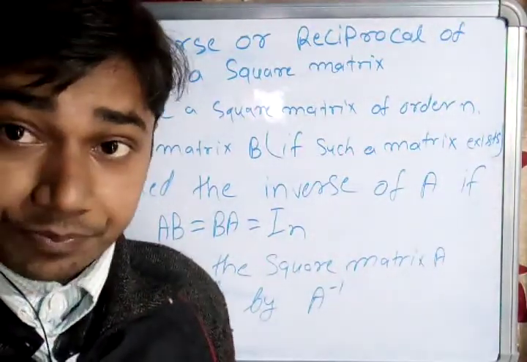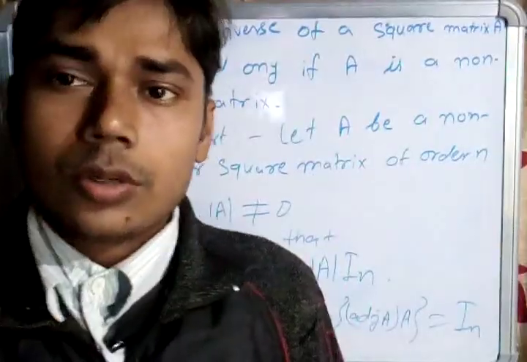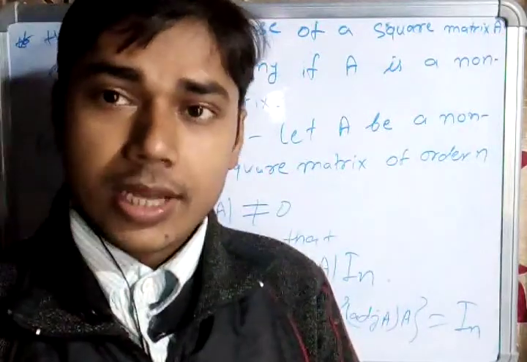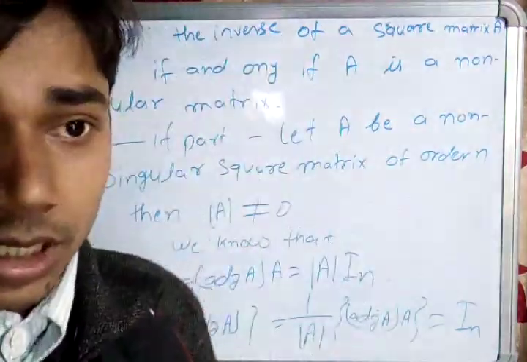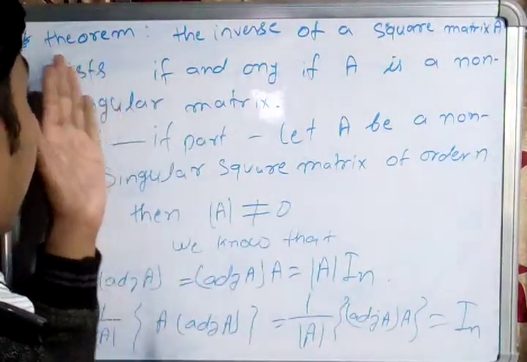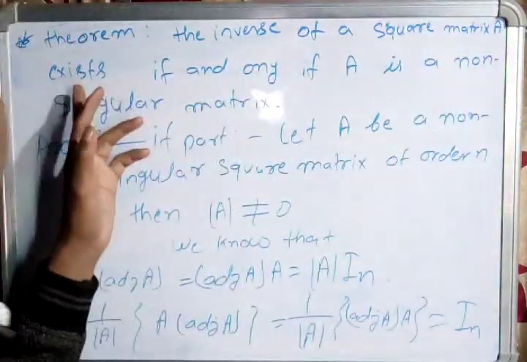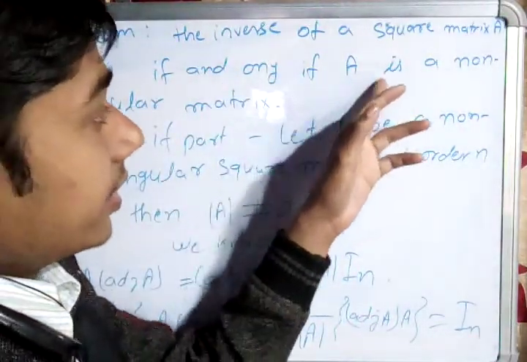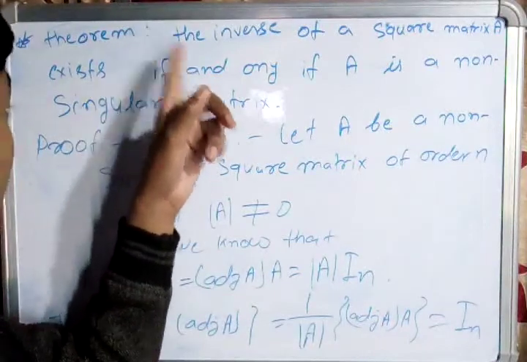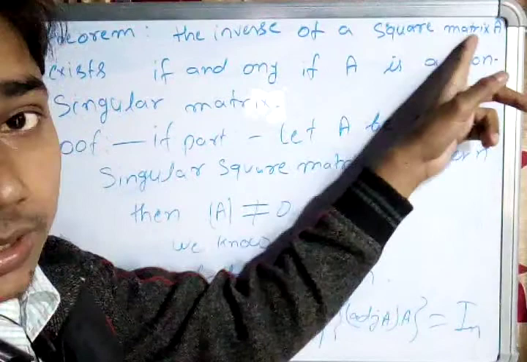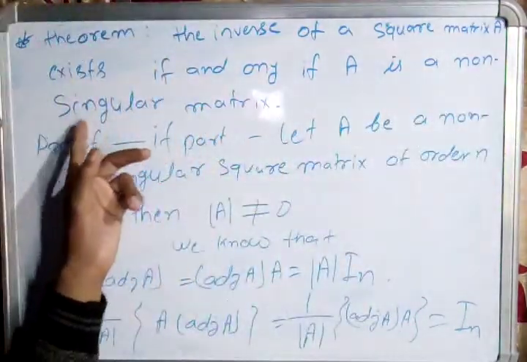And how to find the value of A inverse, and how can we express it? Look here, a very important theorem for 12th, and this theorem applies to any matrix to find the inverse. I will read this theorem: the inverse of a square matrix exists if and only if A is a non-singular matrix. I repeat, this theorem says the inverse of a square matrix exists if and only if A is a non-singular matrix.